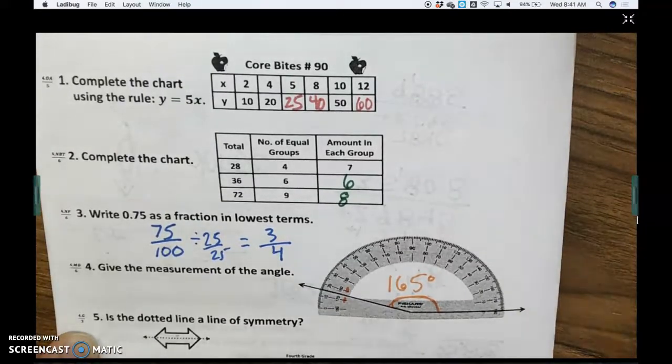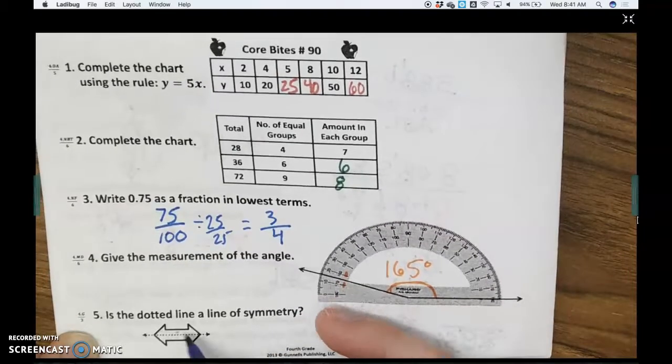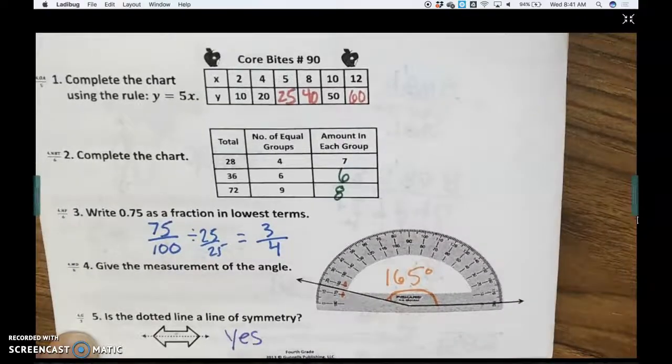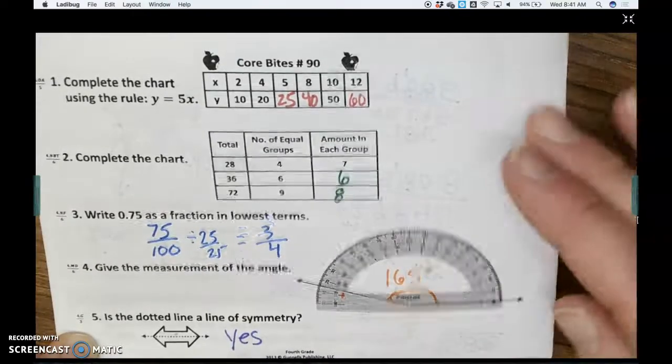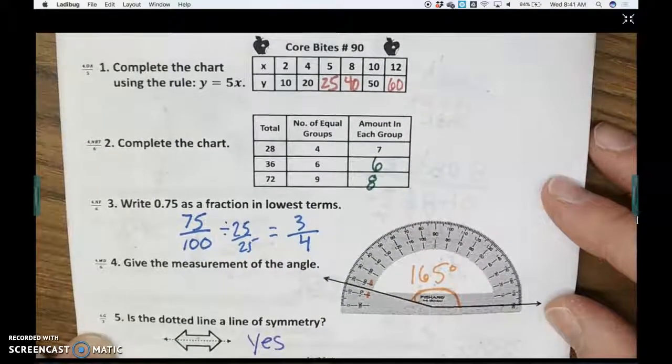And then for your last one, is this line a line of symmetry? And your answer would be yes, because if you fold this arrow over, this line segment arrow over, it would be equal on both sides. So yes, that would be a perfect line of symmetry. Okay, so check yours, guys.